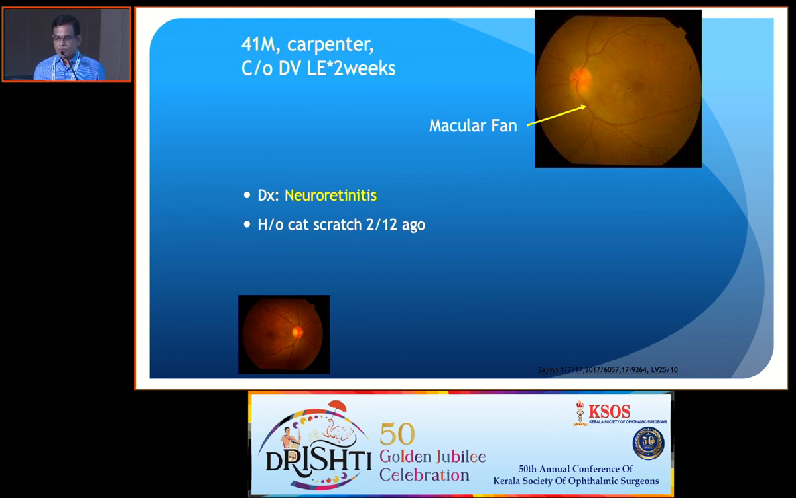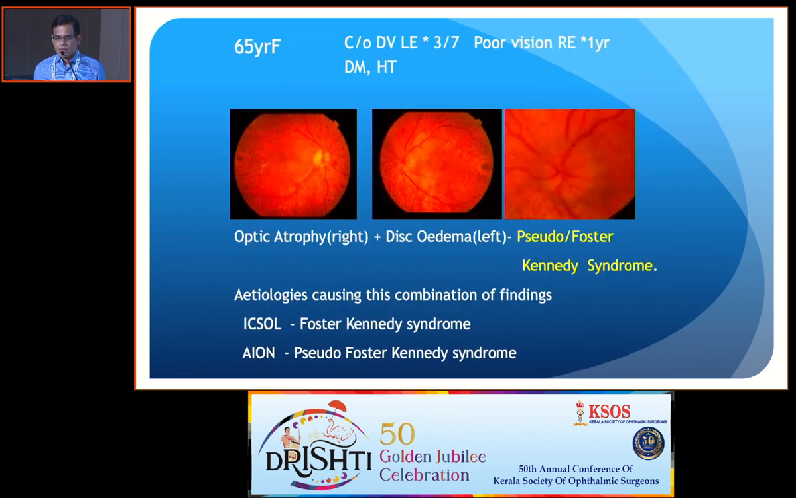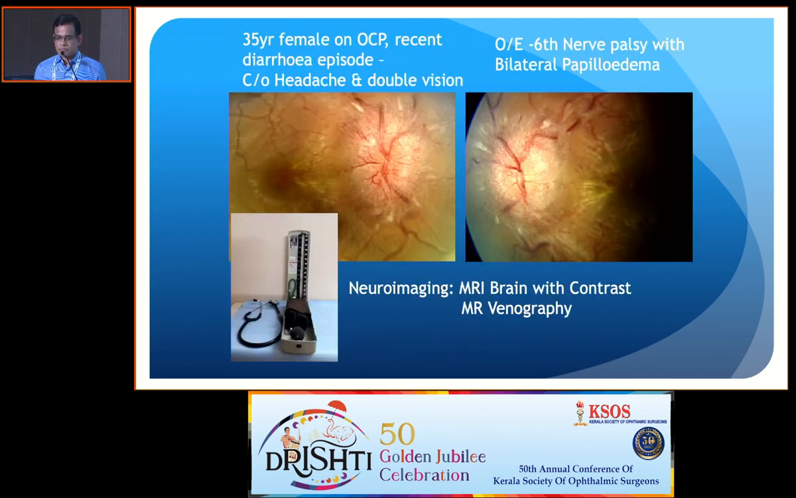And this is the one I showed you. The macular fan points to a neuroretinitis. Again, optic disc edema, blurring in the left eye, and the other eye optic atrophy. So important clue from the other eye, this is a case of pseudo Foster Kennedy syndrome that we see more nowadays due to NAION. So optic atrophy on one side, disc edema on the other side.